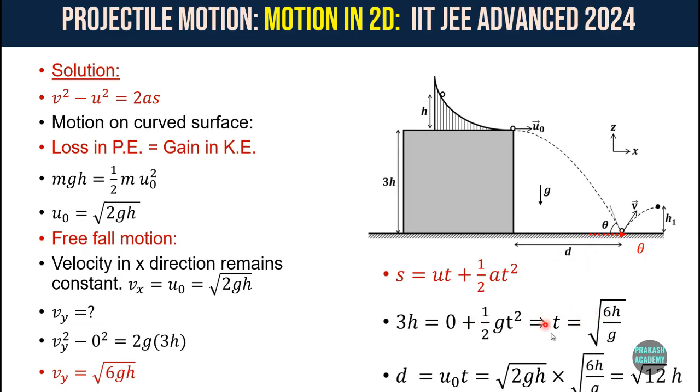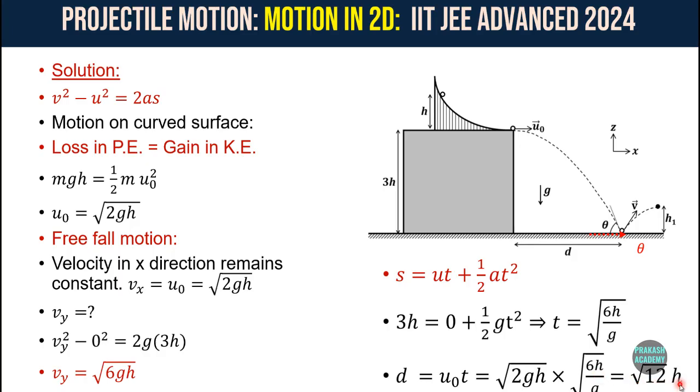Once I know the time, that is this one, I can also calculate d, because I can write an equation in the horizontal direction. In the horizontal direction, the acceleration is 0. So simply, s equals ut, and the distance is d. So d equals, what is the velocity in the x direction? u naught, and this is constant, times t, and t we have already calculated.